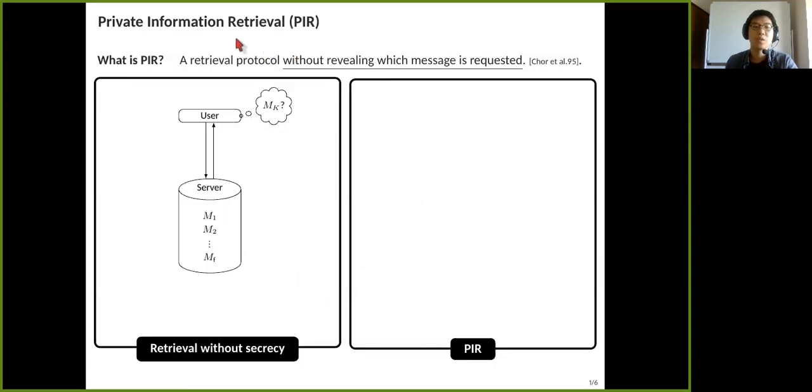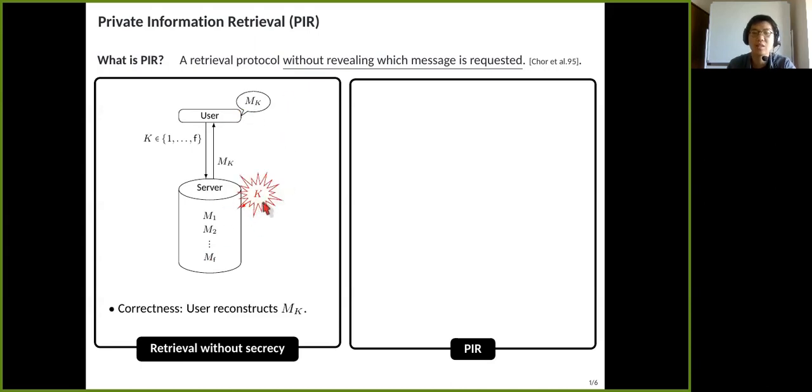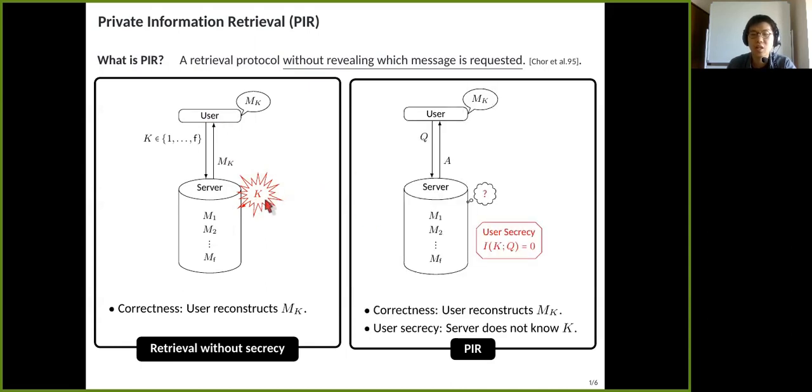Let me start with private information retrieval, which I call PIR for short. PIR is a retrieval protocol without revealing which message is requested. It can be easily understood by comparing with the usual retrieval scenario. In this figure, the server has F files M1 to MF, and the user wants to know MK. For that, the user sends K and receives MK, so the user knows what MK is. But the server also knows which file was requested. The user's information is leaked. So in PIR, we want to keep this K secret from the server.